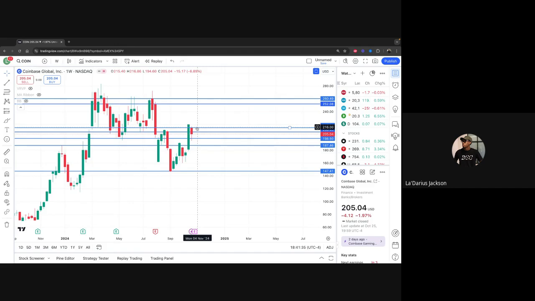Again, pretty simple. Wait for a pullback. Wait to get your bounce. Once it bounces, get your candle of confirmation above resistance, and then take it to the next level of resistance. And again, you can do it on your lower time frames. You can scalp with it, day trade with it, you name it. Any questions?